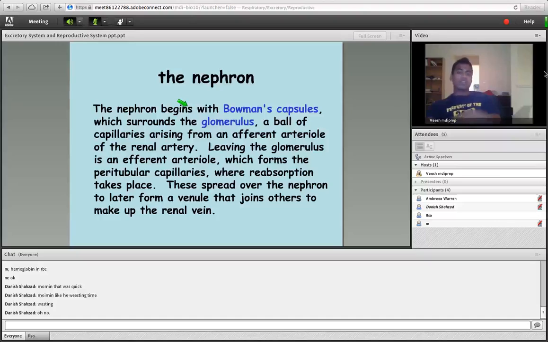And those are arising from the afferent arteriole of the renal artery, and they're going to be leaving the glomerulus as an efferent arteriole, which forms the peritubular capillaries where reabsorption takes place. And these spread over the nephron to later form a venule that joins others to make up the renal vein. So that's kind of how the circulatory part of the kidney works in terms of all the vessels that are involved.